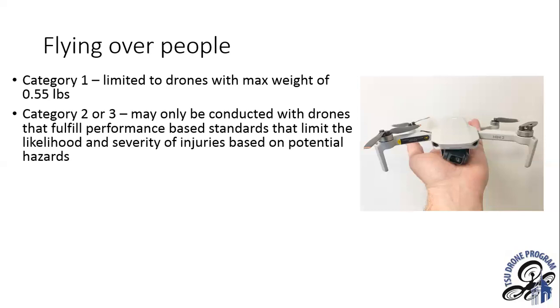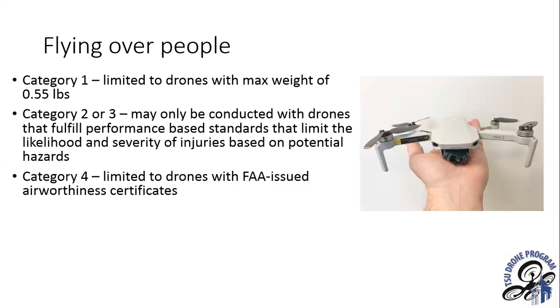Now then, Category 4, of course, we're talking about an even larger drone, and these are going to be limited to drones with an FAA-issued airworthiness certificate. So this goes beyond that declaration of compliance that I talked about, and this is all required for the manufacturer to get that airworthiness certificate from the FAA. And again, the drone has to be labeled this way by the manufacturer itself.